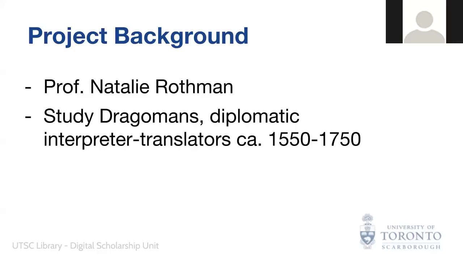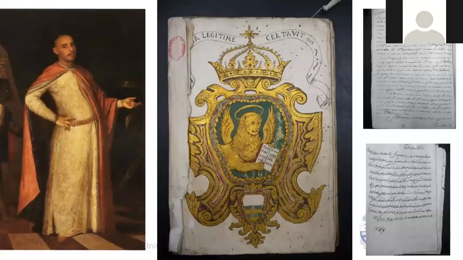And so the partnership with the Digital Scholarship Unit began with the goal of consolidating this data to make meaningful connections and to interpret this data from different perspectives. So consolidating this data resulted in the modeling of 3 primary types of content. We have people, which refers to Dragomans and their related individuals. People have relationships to other people and documents by their role in the production of a document.